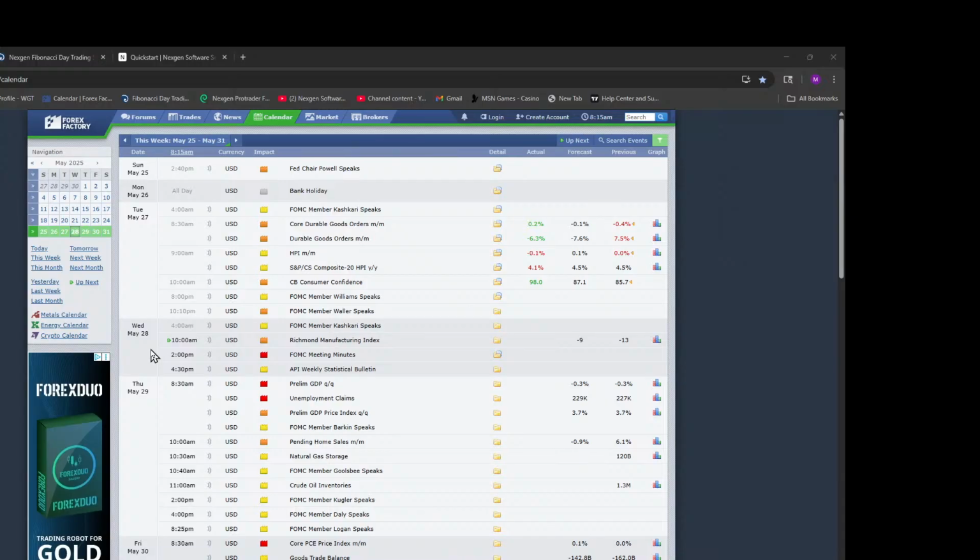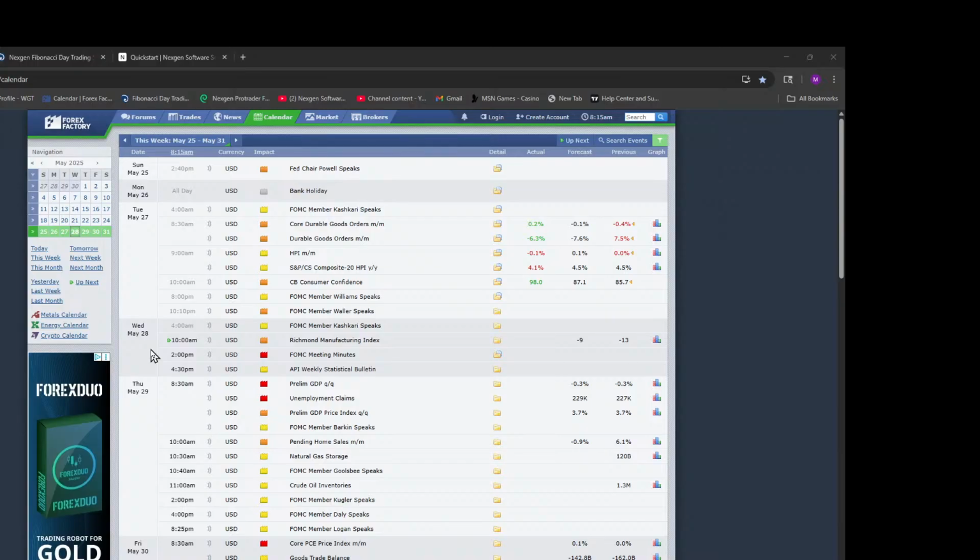At 10 a.m., there's some medium impact news, the Richmond Manufacturing Index. Medium impact news can still disrupt your patterns a little bit. It's a little less likely than high impact, the red boxes. But I like to protect myself when I see that medium impact. If I'm in a trade, I'll make sure.